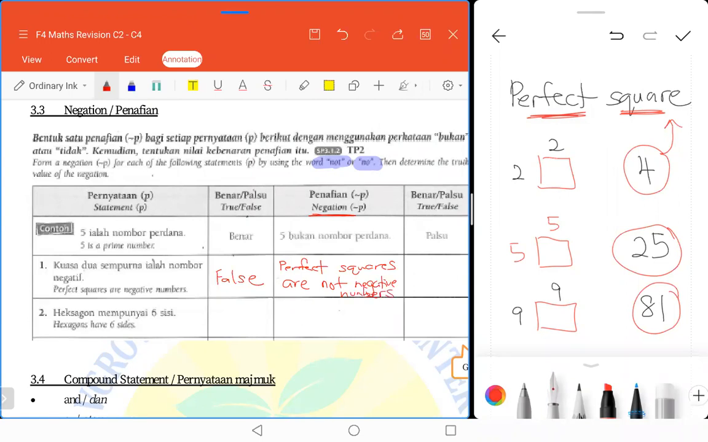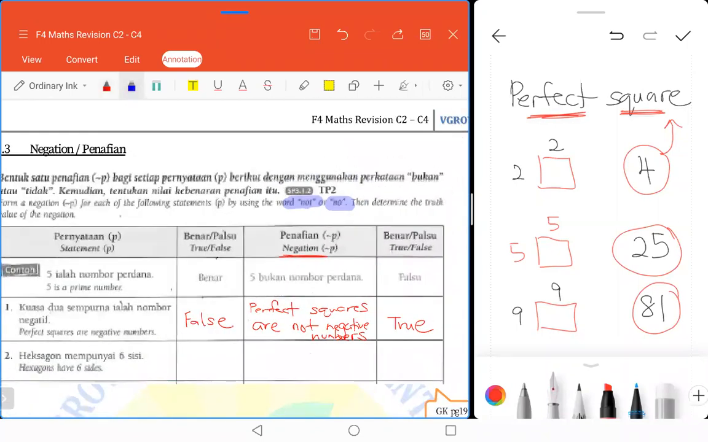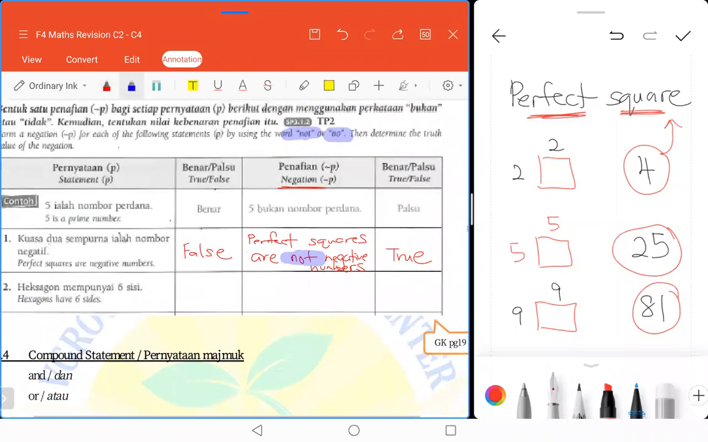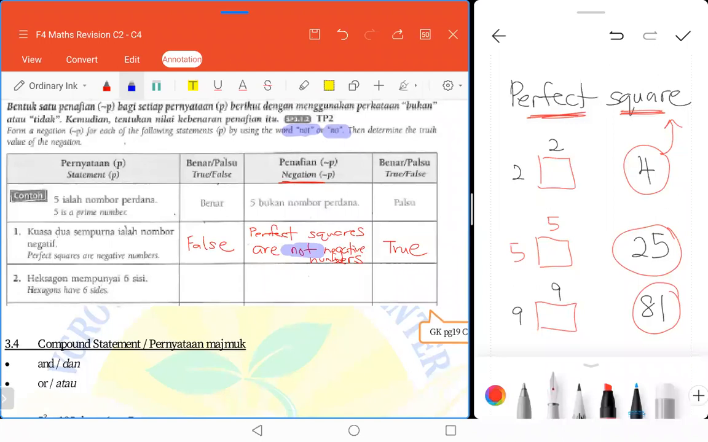Okay, so in this case, this statement is true. They are positive values. But because the question already requests to add in the word not or no, we have to follow. We just add in not, not a negative number. Okay, so a simple one, right? Just add in not or no here.